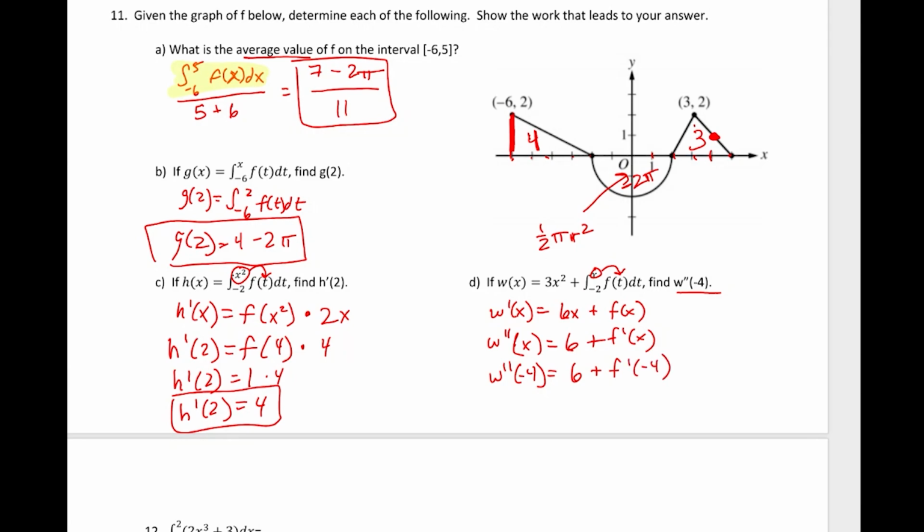And that f prime of negative 4 is really talking about the slope of that graph when x is negative 4. So x is negative 4, 1, 2, 3, 4 right here. So the slope of that line segment is going to be equal to f prime of negative 4. And it looks like it's going down 1 over 2, which means that slope is negative 1/2. So we have 6 plus negative 1/2, so 6 minus 1/2 is going to be 5.5.